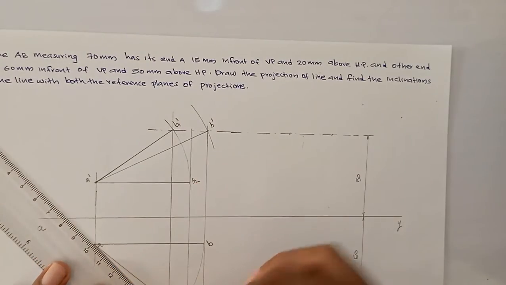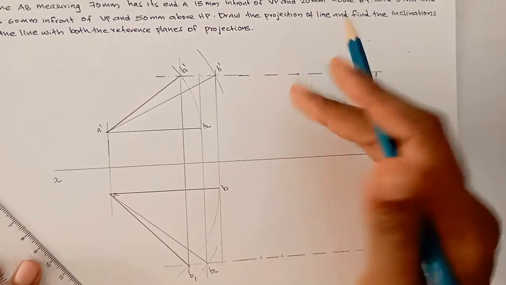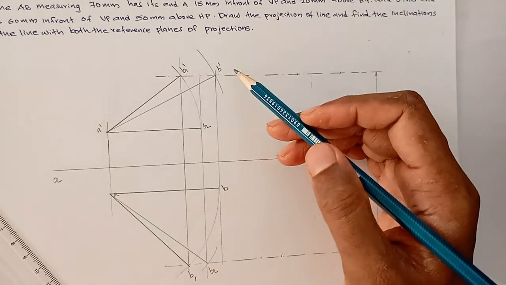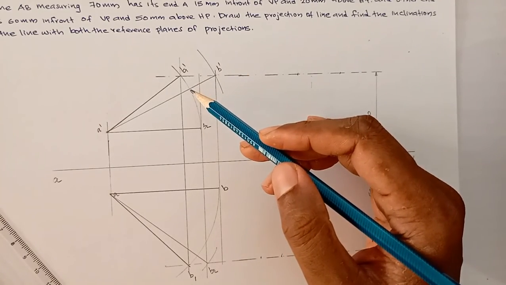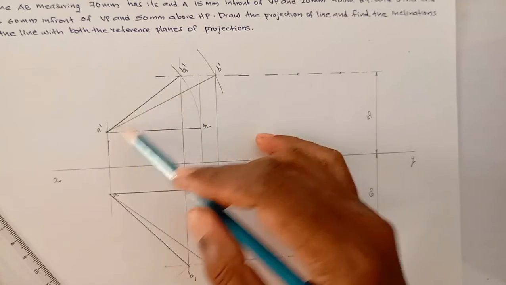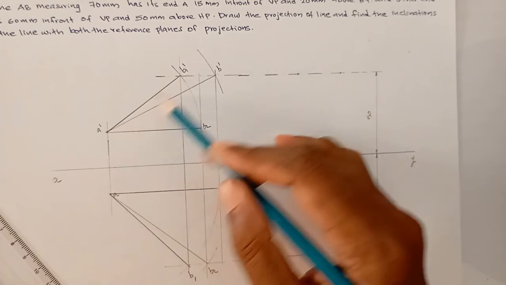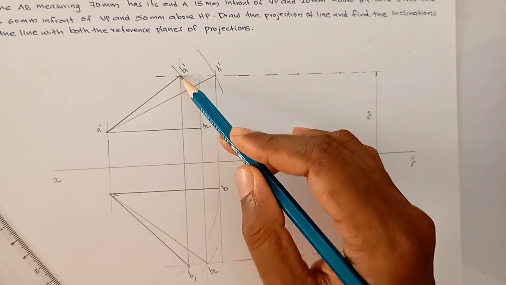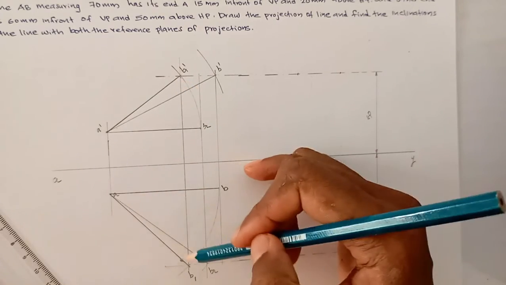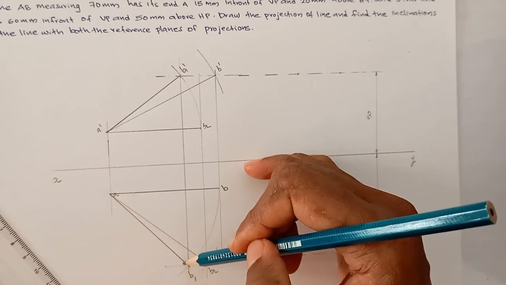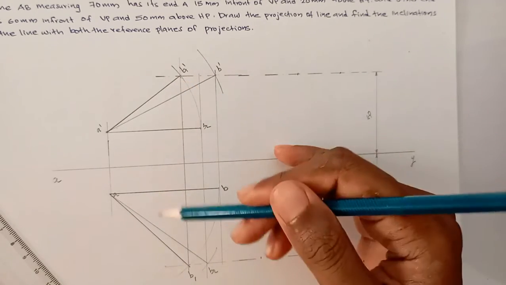That means when the line is inclined to both the planes, when you look at it in the front view, you will see the line in a reduced length. This will be the length of the line in the front view, and it will be the length of the line in the top view, not 70 mm, it is less than 70 mm.